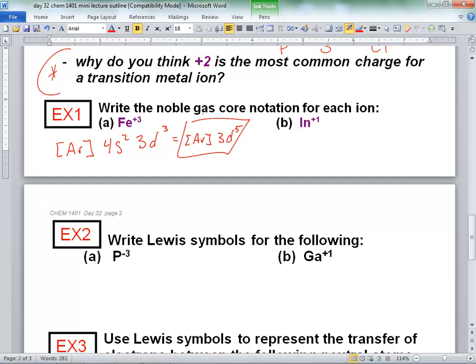Do the same for indium-1. Yeah, you have to write it all. What you're thinking of is valence electron configuration. That's when you leave out this stuff. Okay.